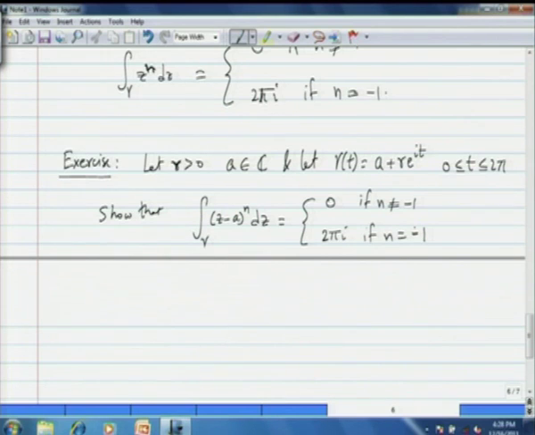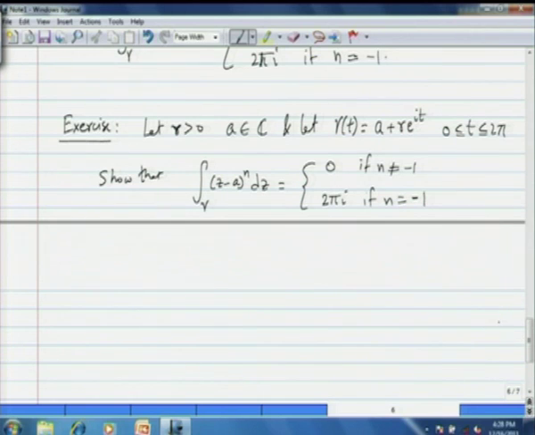So, this is an extended fundamental integral. It is very useful and important for us. Gamma is a circle of radius r around a point a, where r is any positive number. Then the contour integration of (z minus a) power n has exactly two values, 0 or 2 pi i. So, that is an exercise.